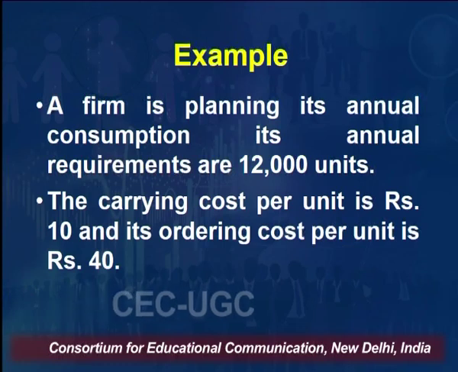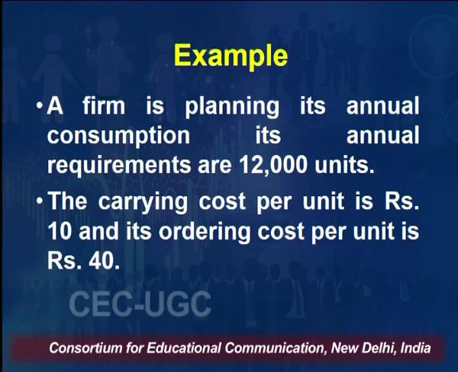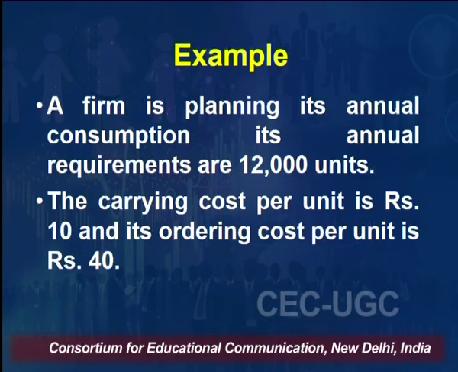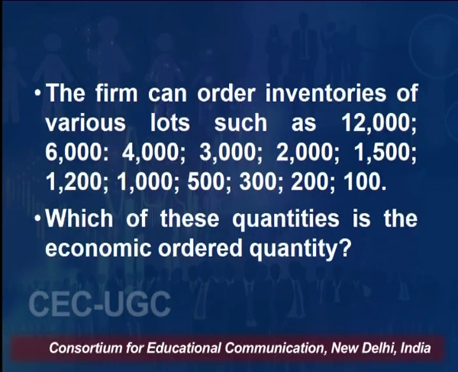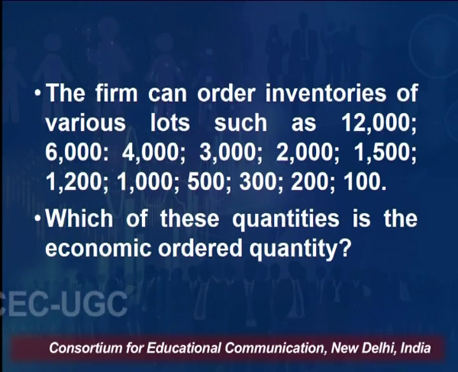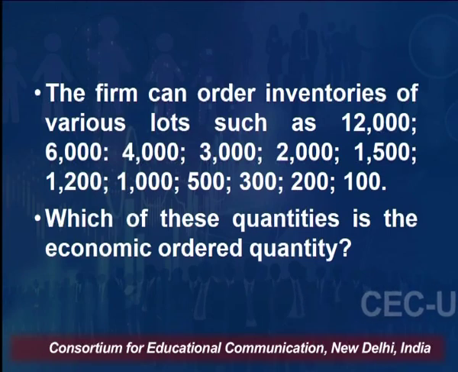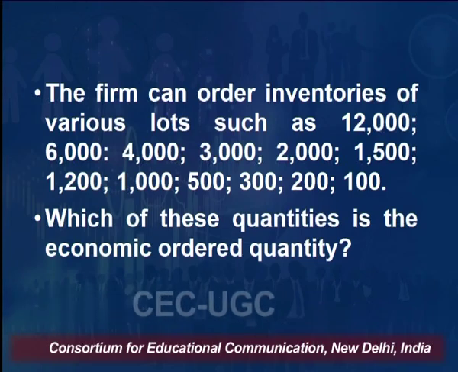Now, a firm is planning its annual consumption, and its annual requirement is 12,000 units. The carrying cost per unit is rupees 10 and its ordering cost per order is rupees 40. The firm can place orders of inventories in various lots like 12,000, 6,000, 4,000, 3,000, 2,000, 1,500, 1,200, 600, 300, 200, 100. So, if the company wants to order 12,000 units, they can order in one lot of 12,000 units, and they may also order 100 units in one order. In this way they can order 120 times.